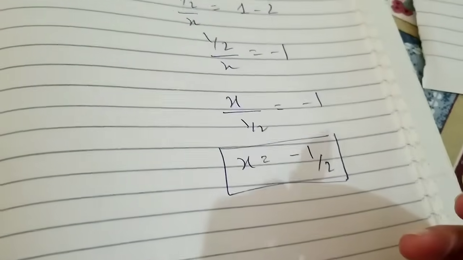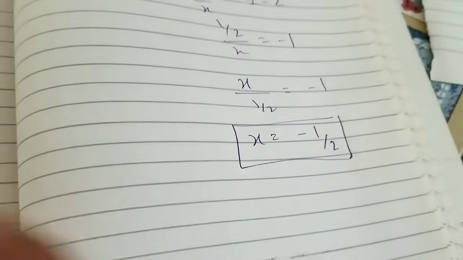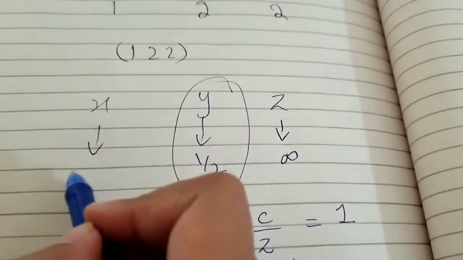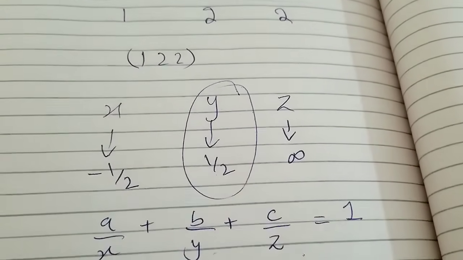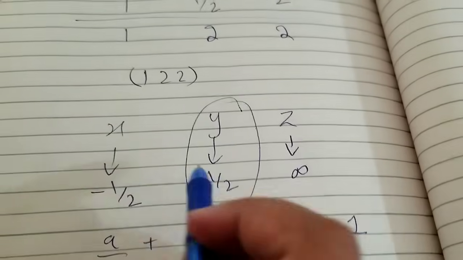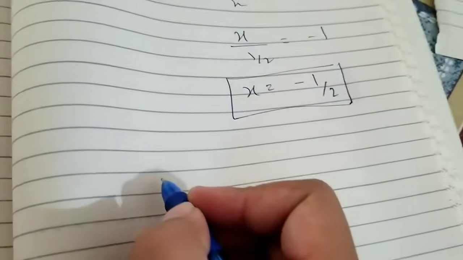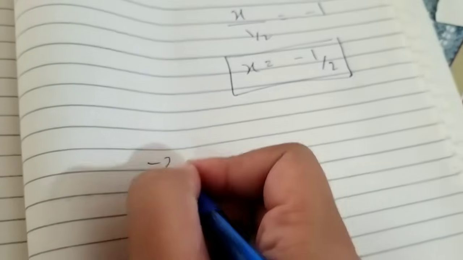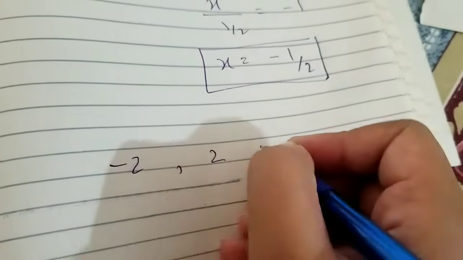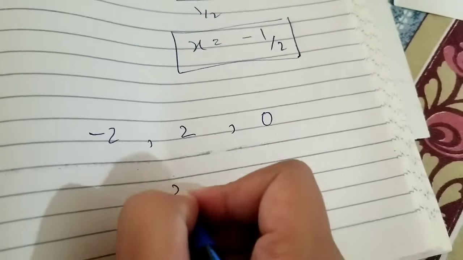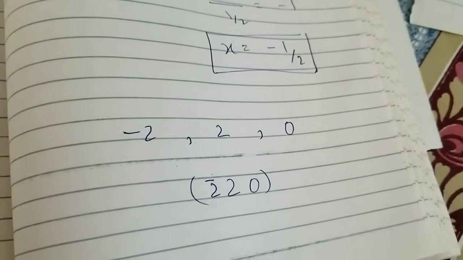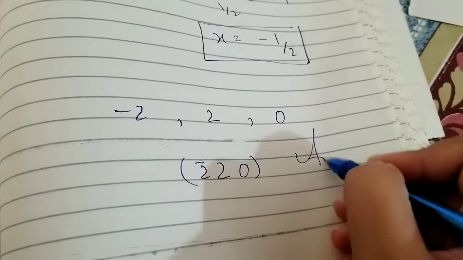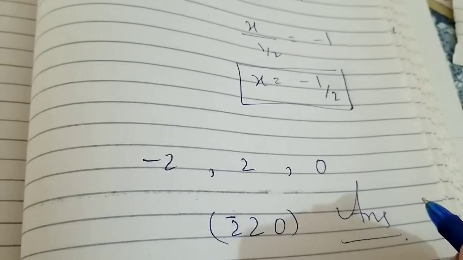Okay, so we had y-intercept 1 by 2, z-intercept half, and x-intercept comes out to be minus 1 by 2. Now we need to take the inverse of these three intercepts, and the inverse of minus 1 by 2 is minus 2, inverse of 1 by 2 is 2, and the inverse of infinity is 0. So the Miller indices for the plane become this. Okay, these are the final Miller indices for the plane.